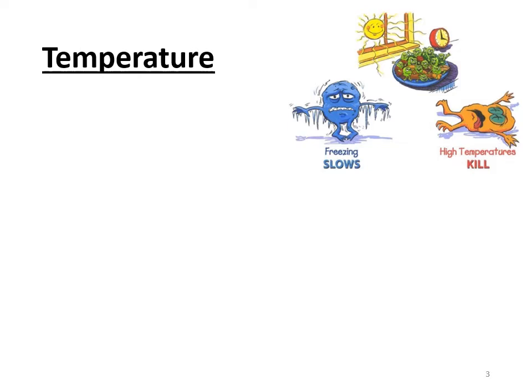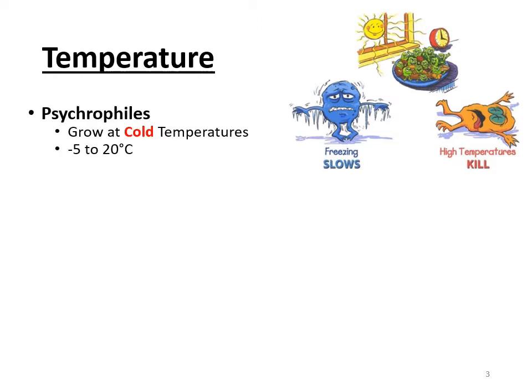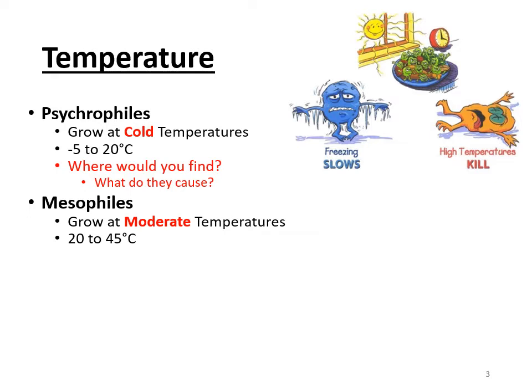So now when we talk about temperature requirements, we have three main categories. You have to remember these terms, okay? We have psychrophiles, we have mesophiles, and we have thermophiles. The psychrophiles, I like to call them the psychophiles. They like really cold temperatures, okay? You can see on the slide that I put the range from -5 to 20 degrees Celsius.